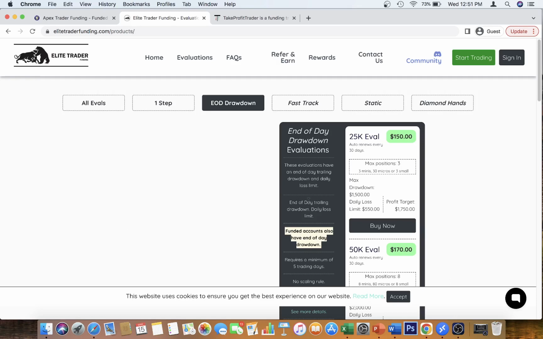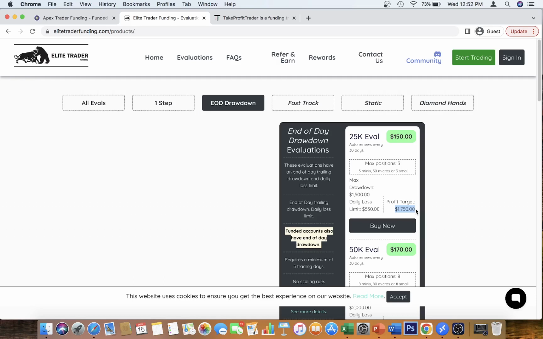So unrealized gains don't hurt you as much as they would with the one-step account. Let's say you use a 25K account again. They have a daily loss limit of $550, and that's important to note. Even though your max drawdown is $1,500, in this specific account type your end-of-day max loss can only be $550. The profit target on this account would be $1,750.